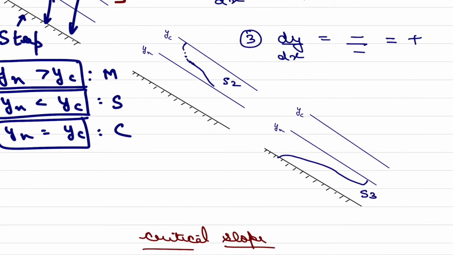Finally, we apply the same discussion to the third region. Now in this region, our depth of flow is less than normal depth of flow.